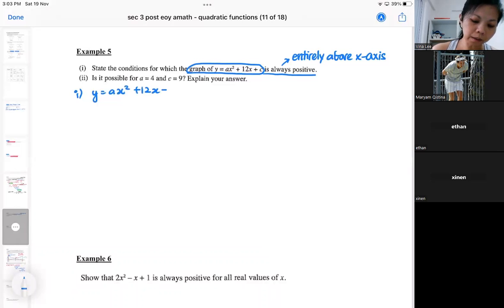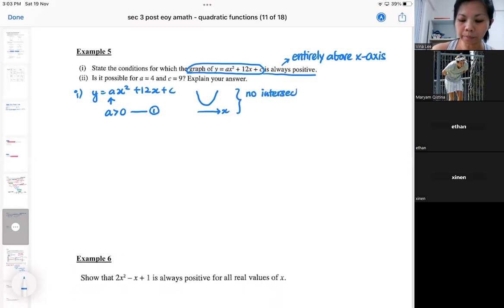And because of this, I have a condition. This condition is to ensure that you got a small graph. This condition is to ensure that it has a small graph, and with the small graph entirely above the x-axis. So we come back to the part where we got no intersection and you got no roots. You realize it's exactly the same idea, and that's why my discriminant is negative.